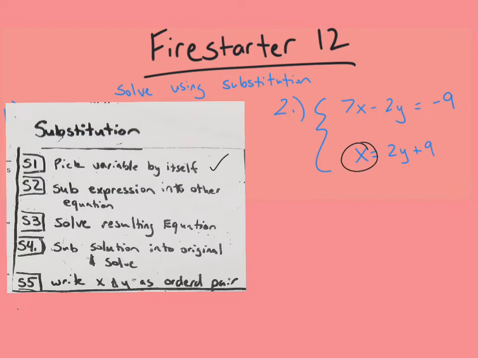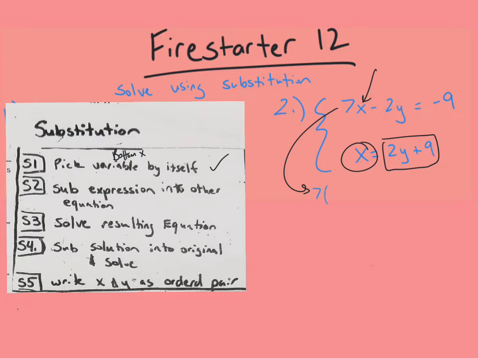So I'm going to pick the variable to get by itself. I'm picking the bottom x, because it's already by itself. Which means I'm going to take 2y plus 9 and plug it in for x. So x is going to leave the top equation. So I'm going to rewrite this top equation.